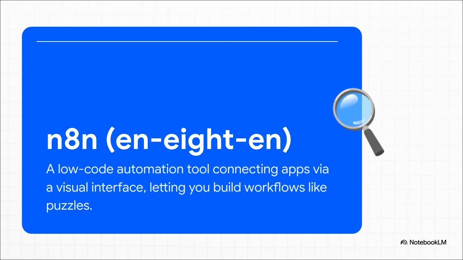So what is this thing? First off, it's pronounced n8n, and it's what's called a low-code automation tool. You use this visual drag-and-drop screen to connect all your different apps. The best way to picture it? Think of a digital assembly line. Every single step in your process, every action, is a little block or a node. You just connect these nodes together, like puzzle pieces, to build your very own automated machine.